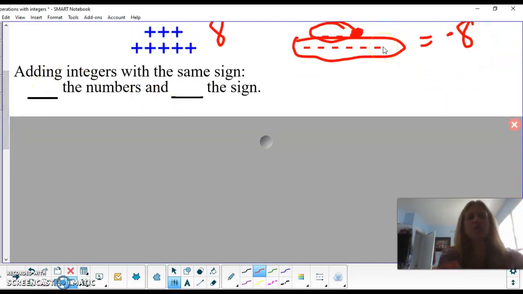So that's all we're going to do here is fill in this rule. Adding integers with the same sign. So maybe what you want to do is get out your notebook, please, and copy this down. So if you want to pause the video, copy this down.